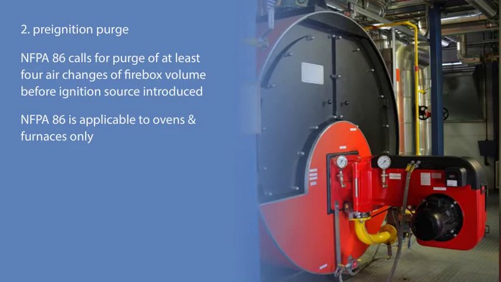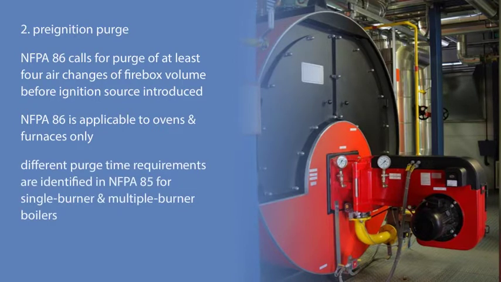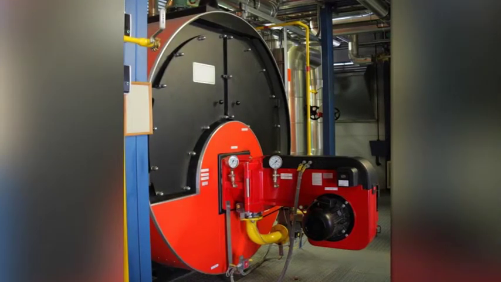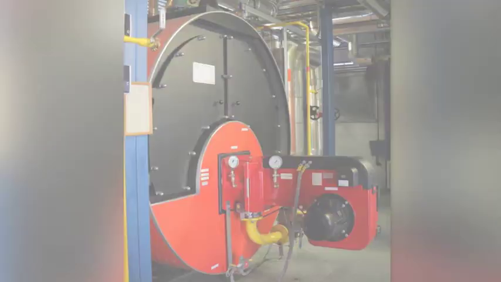Boilers have a number of issues that must be considered to calculate the proper purge time. Different purge time requirements are identified in NFPA 85 for single burner and multiple burner boilers. For example, the purge requirement for some single-burner boilers is in terms of air changes and can be 4 to 8 changes. There is a minimum of 5 minutes or 5 volume changes, whichever is greater, for multiple-burner boilers. Exceptions for simultaneous dual-burner systems do exist. Other requirements regarding minimum air flows and stipulations can increase this amount.